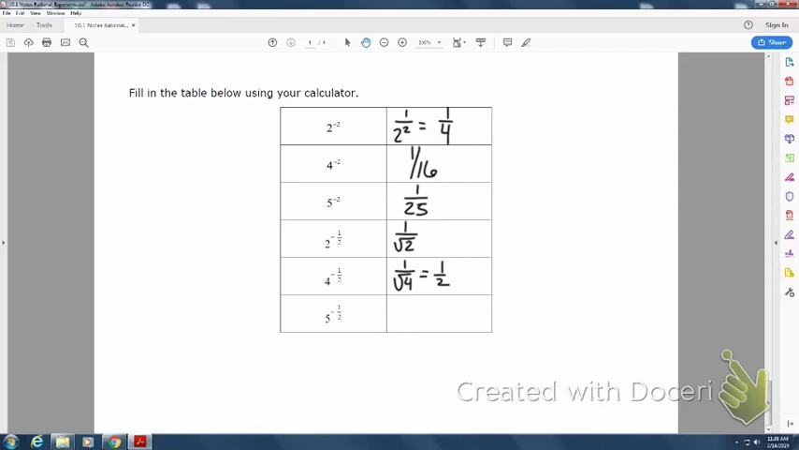Okay, so Brianna, what would be 5 to the power of negative 1/2? 1/2 tells me to do what to 5? Nope. Casey? Do what? Square root. So 1 over the square root of 5.